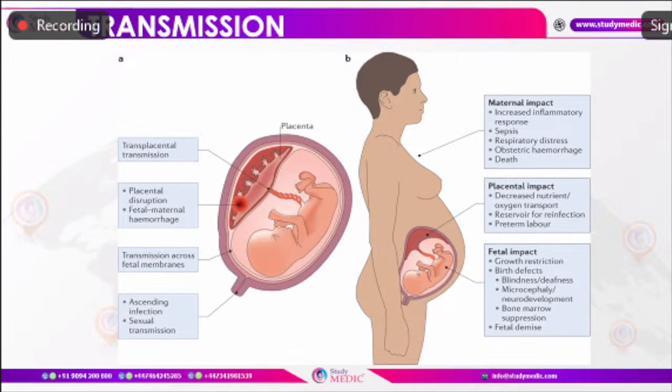Coming to the fetal impact, any kind of infection can lead to growth-restricted babies. So we need to think of infections when we are dealing with a growth-restricted or an IUGR baby. It can also lead to birth defects like blindness or deafness. Neural development can be affected, can lead to microcephaly, and there can even be bone marrow depletion. Well, the impact depends on the type of organism and also the trimester at which the organism is getting transmitted, and also what the immune factors in the mother are.